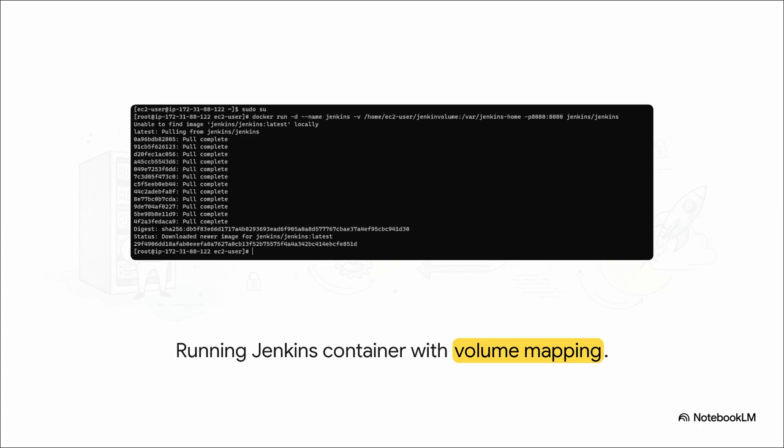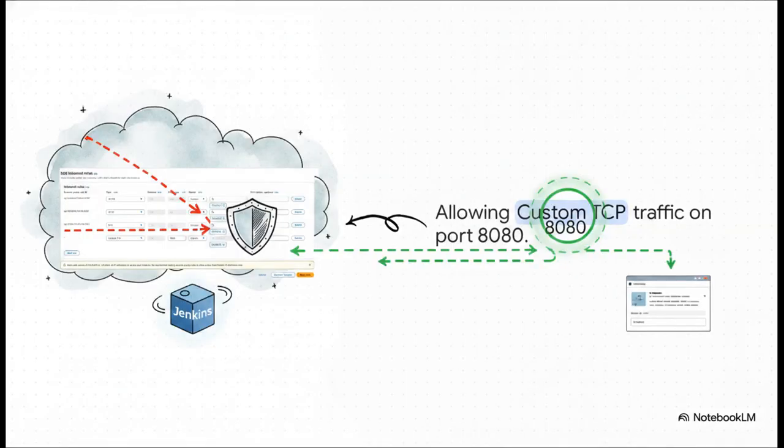This is a lifesaver. It ensures that even if our Docker container crashes or we need to restart it, all our valuable configuration data and pipelines persist safely on the EC2 server. So, our Jenkins container is spinning happily on port 8080 right now. But here's the catch. If we try to access it via our web browser, it's just going to time out. Why? Cloud security, of course.